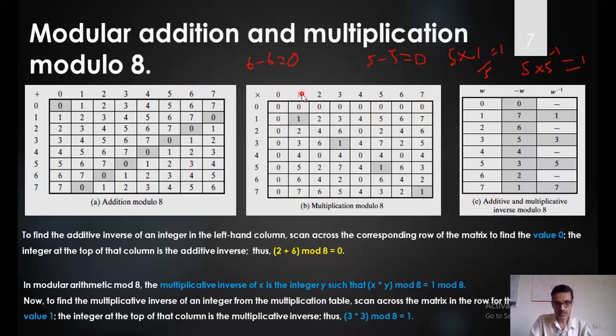For 1 it is 1 itself, right? 1 into 1 is 1, 1 mod 8 is 1 itself. 3 into 3 is 9, 9 mod 8 is 1. So for 3, it is 3 itself, that is a multiplicative inverse. For 2, there is no 1 in the particular row. For 5, we have 1 here, and that particular column number is the multiplicative inverse. So for 5, it is 5 itself. For 7, it is 7 itself. For 6, 4, 2 and 0, there is no multiplicative inverse.